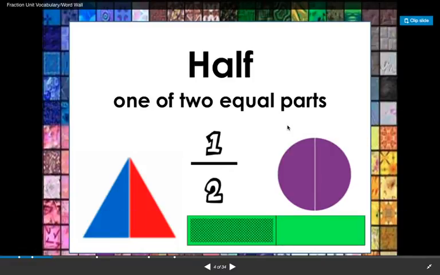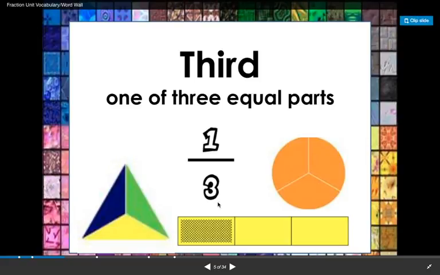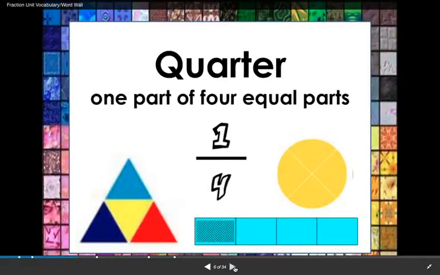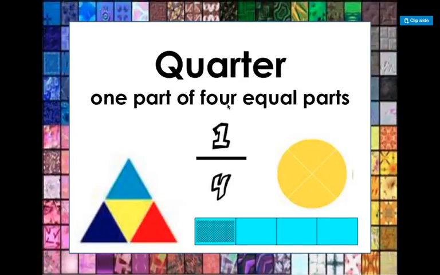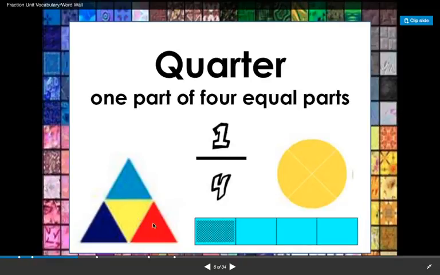Okay, so some common terms for fractions: a half. A half just means that it is 2 equal parts. So there's 2 parts that make up one whole. A third means that there are 3 parts that make up a whole. And a quarter is 4 parts. We can remember that because there are 4 quarters in a dollar. So it's 4 parts that are all equal and make up one whole.